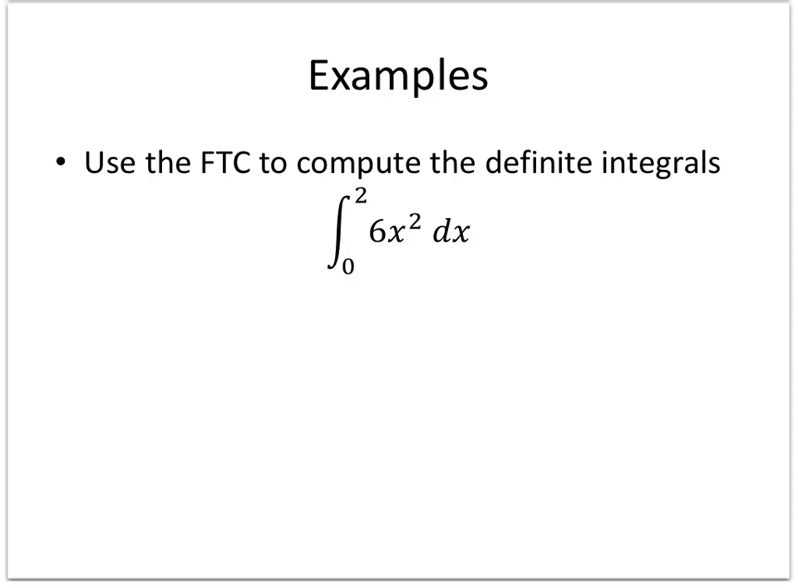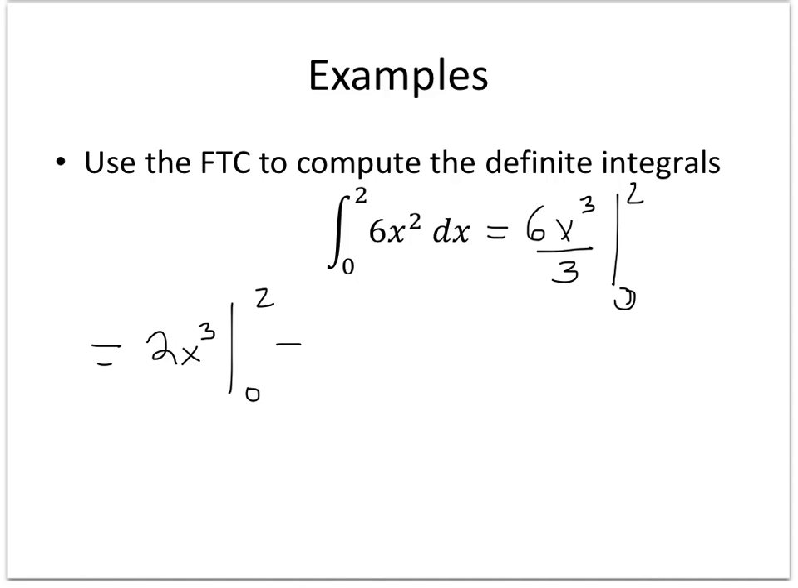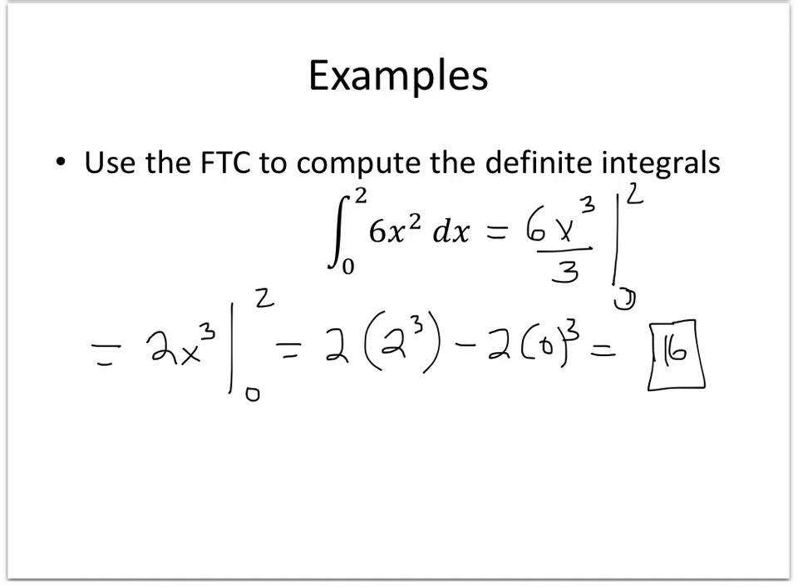So if I have something like this, I find the antiderivative. The antiderivative would equal 6x to the third over 3, because I'm just adding 1, and I'm going to evaluate that from 0 to 2. I can rewrite that as 2x cubed and evaluate it from 0 to 2. That would be 2 times 2 cubed minus 2 times 0 cubed, which gives me my area. That's 16.